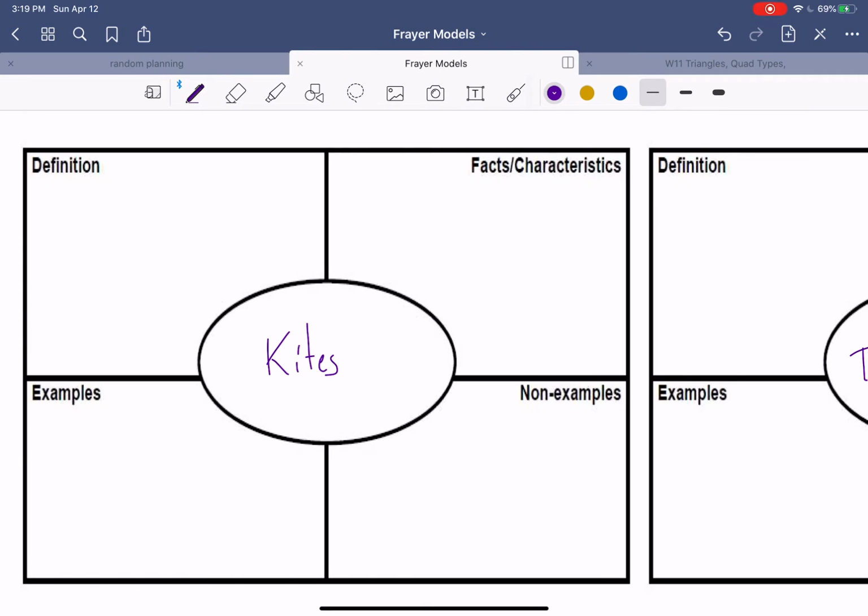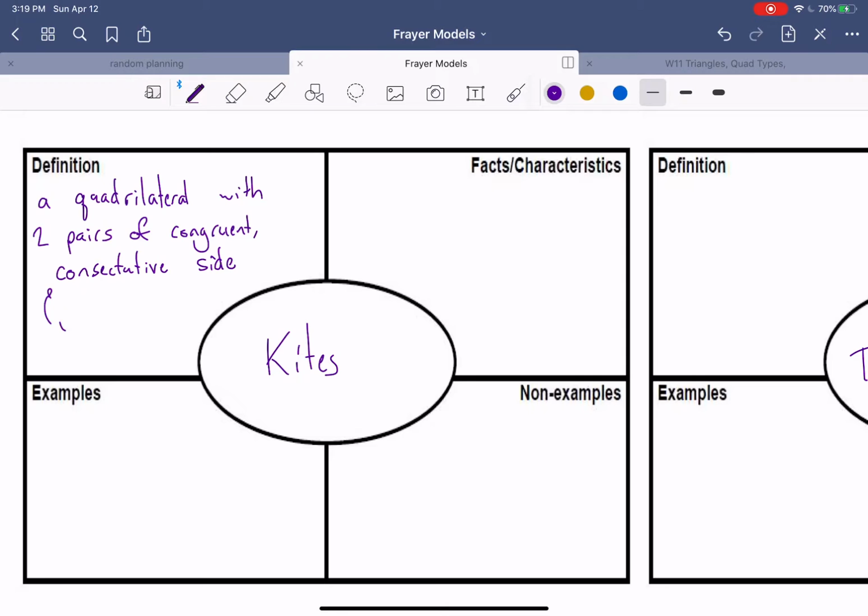Our kite, all right, is a quadrilateral with two pairs of congruent consecutive sides. Consecutive just means next to each other.